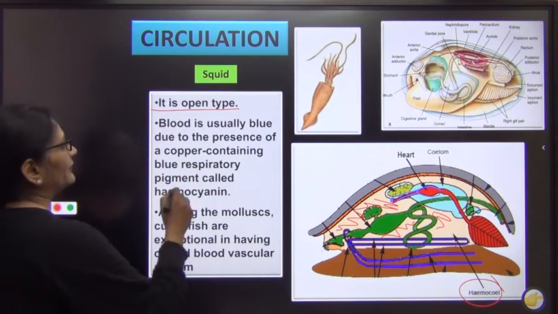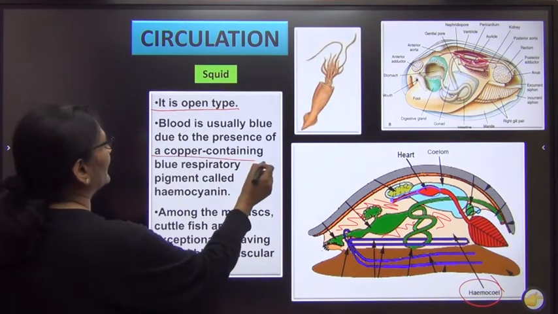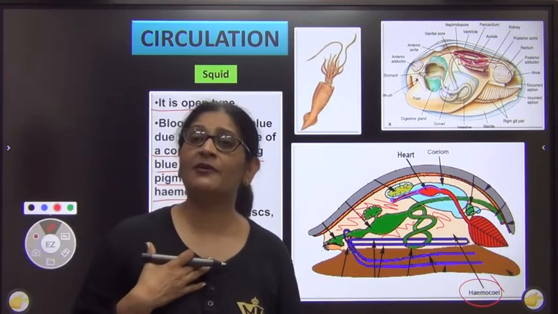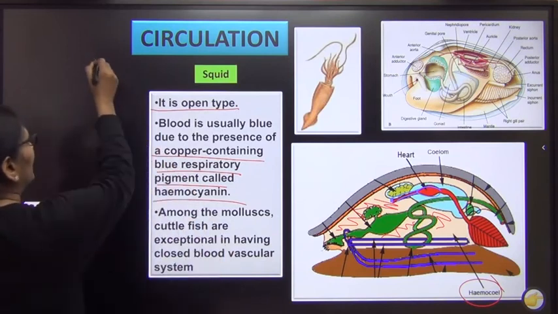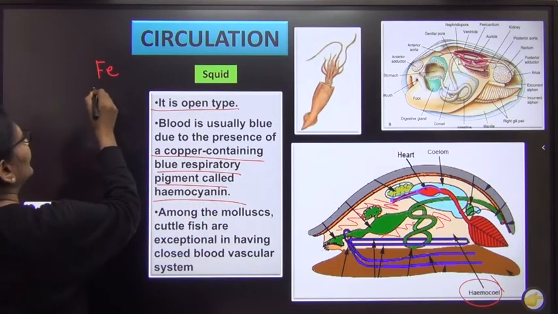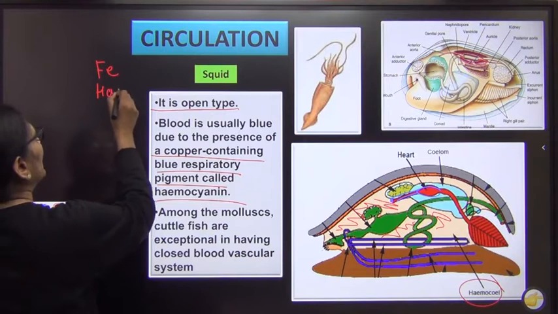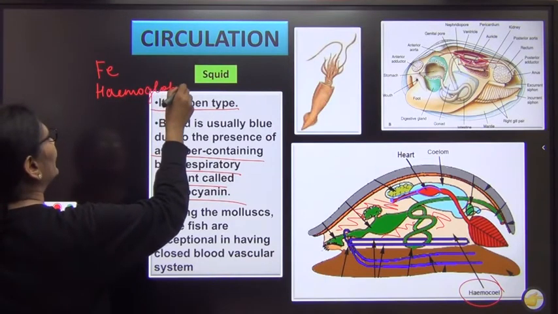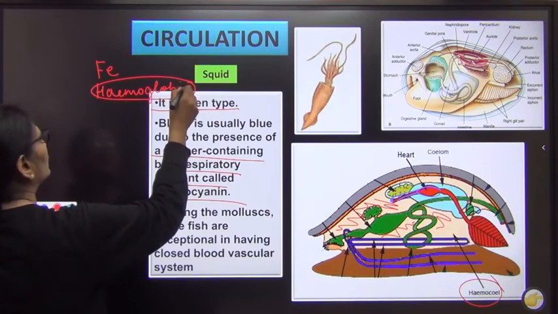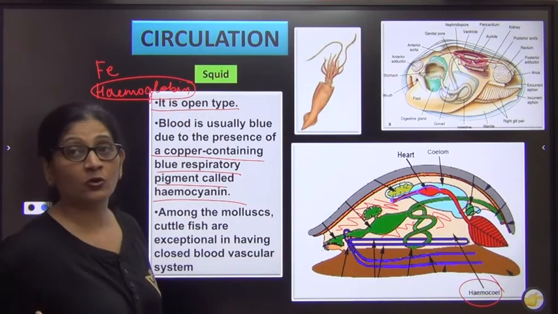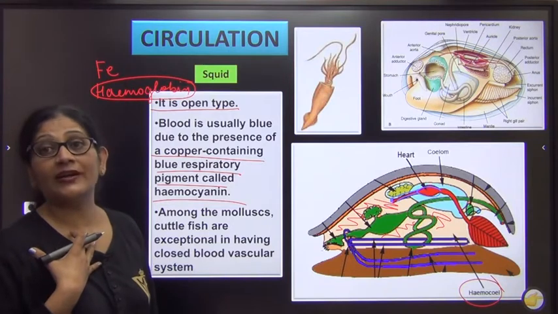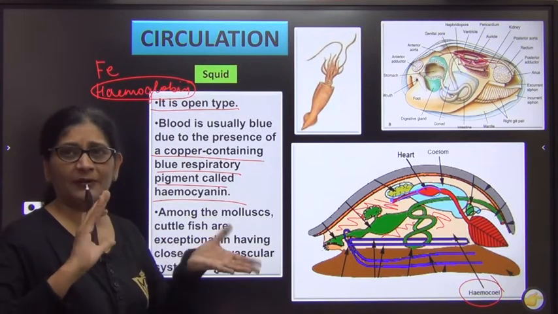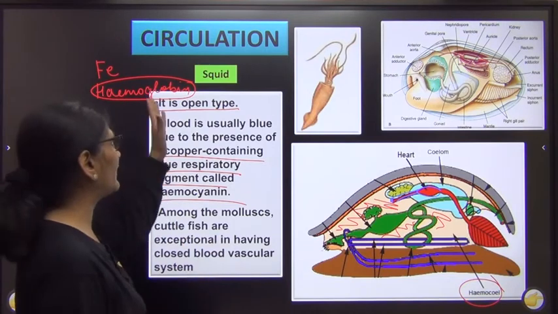In them the blood contains a copper containing pigment. This is extra. In our blood we have an iron containing pigment, and we call this iron containing pigment hemoglobin. Hem means iron, and globin is a protein. So this iron containing protein which helps in transport of oxygen is called hemoglobin in us. Even in annelids, the blood is a little reddish. So whatever, this is hemoglobin.